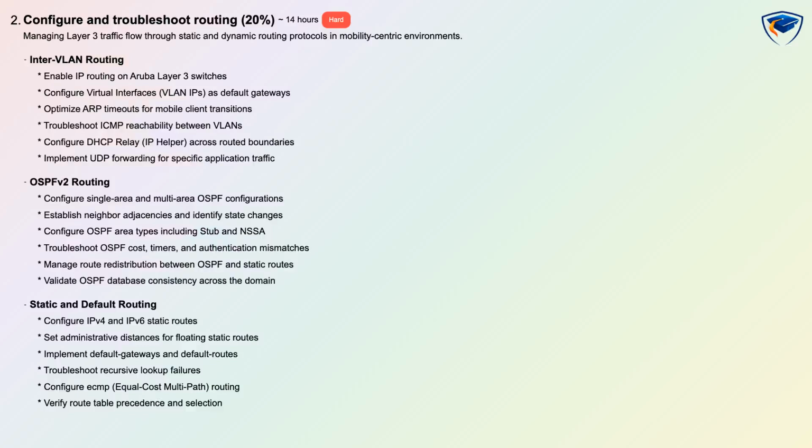troubleshooting recursive lookup failures. The third domain is Configure and Troubleshoot Redundancy and Reliability, weighted at 15%, marked medium. With an estimated 12 hours of study and a mix of hands-on and conceptual assessment, you will learn link aggregation with both static and LACP trunk groups, how to verify LACP states and actor partner keys, and how to troubleshoot member port inconsistencies and load balancing across members.